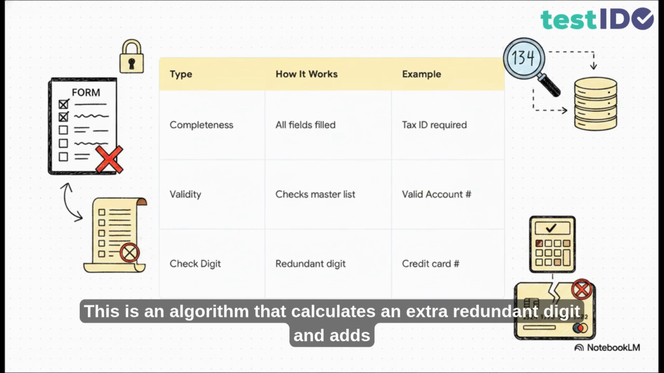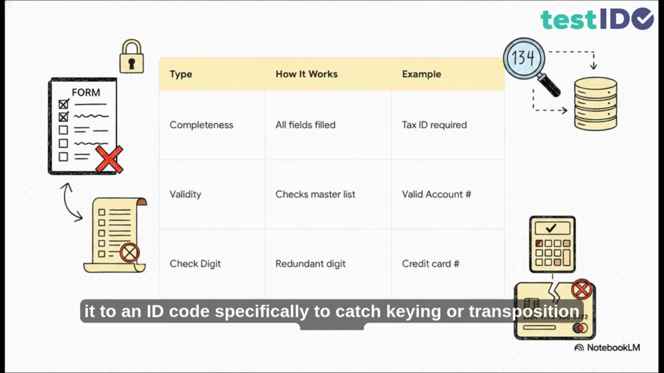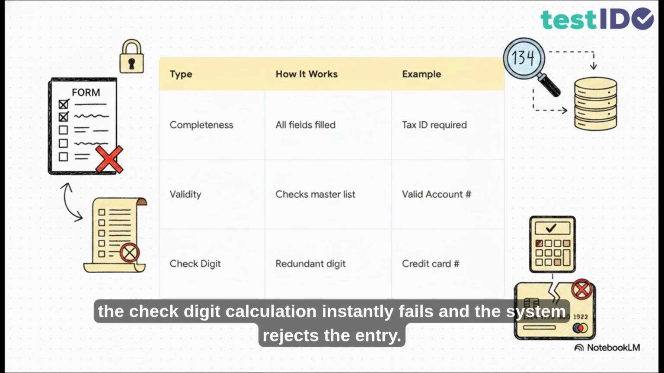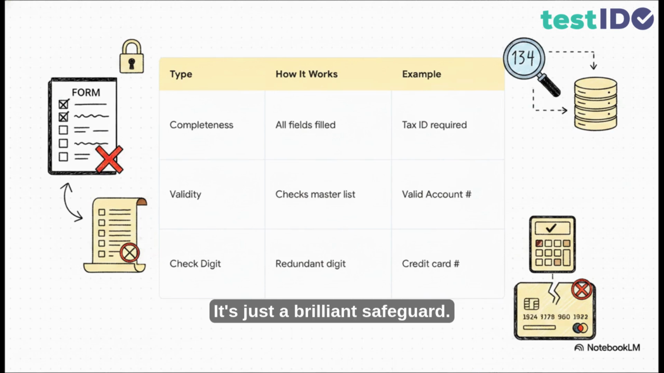This is an algorithm that calculates an extra redundant digit and adds it to an ID code specifically to catch keying or transposition errors. Credit card numbers actually use check digits. If you accidentally swap two numbers while typing in your card, the check digit calculation instantly fails and the system rejects the entry. It's just a brilliant safeguard.